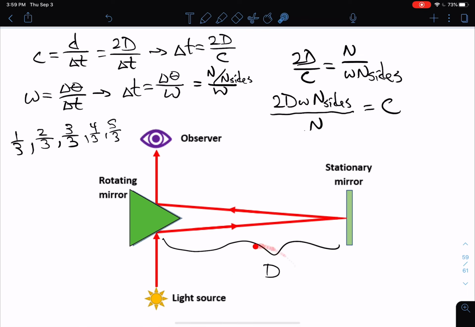When Michelson did this experiment, his d was very large. It was approximately 35.4 kilometers. He had his mirrors really far apart. As I recall, he had them on 2 mountaintops. And instead of using a 3-sided mirror, he used an 8-sided mirror. Excuse me, he used an 8, a 12, and a 16 sided mirror. He used 3 different ones.